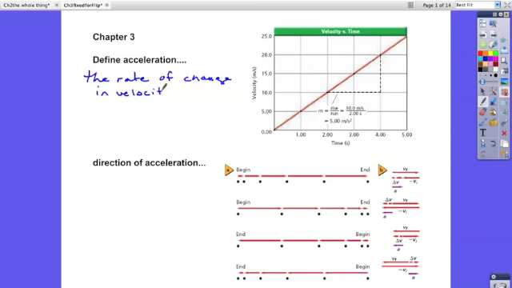It's not enough to say that it's a change in velocity. Of course, if you accelerate, your velocity changes. But it's not how much your velocity changes, it's how fast your velocity changes. The units of acceleration are going to be meters per second squared. Now that second squared comes from it's a time rate of change in velocity. So it's how fast the velocity changes, which is meters per second, divided by time, which is another second.